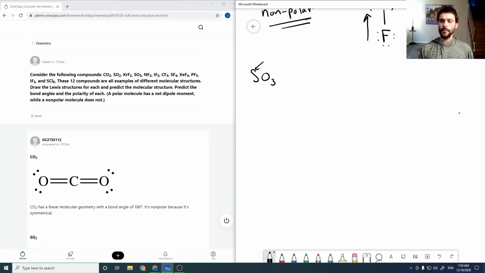So we have 6 valence from our sulfur, and 6 times 3 equals 18 from our oxygens, so 24 total. We're going to need to have 3 bonding partners here. So our sulfur is going to need to have 3 electrons available. So we're fairly certain that to get an octet, we're going to have to do something like this.